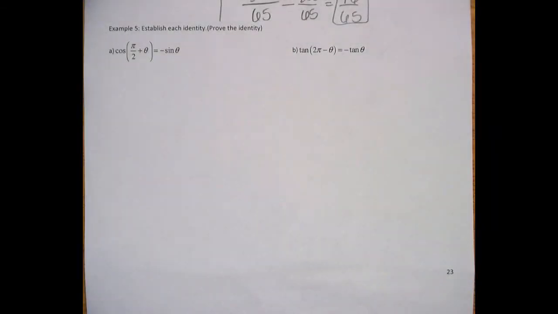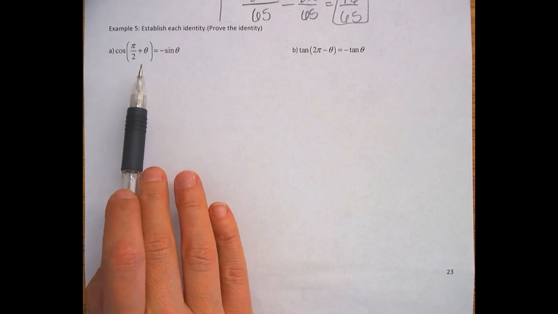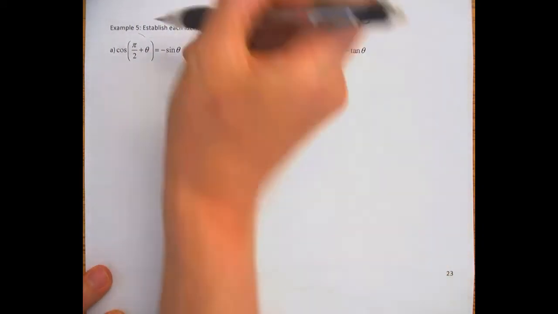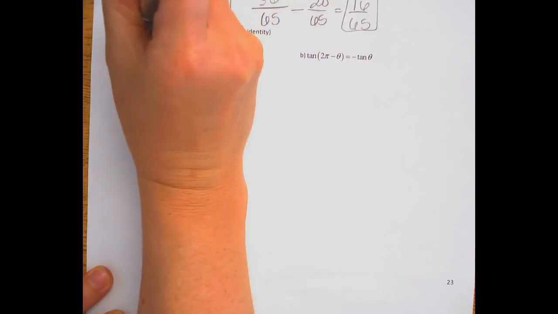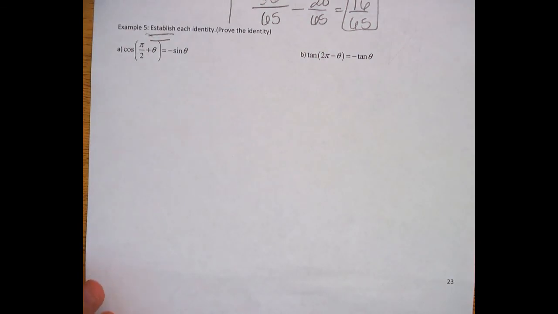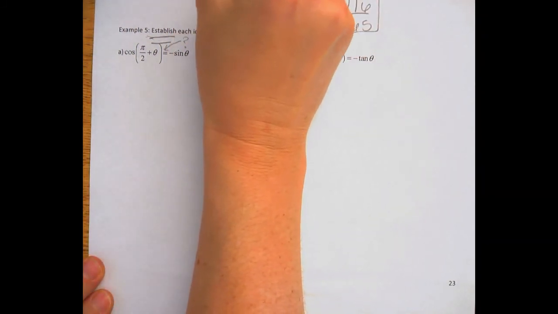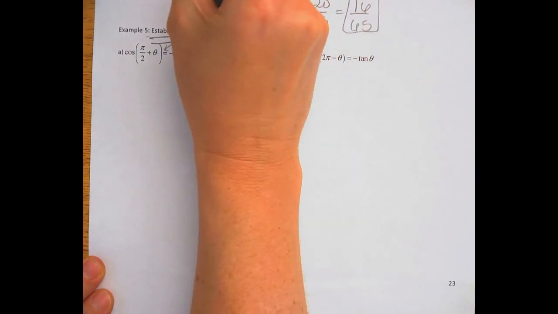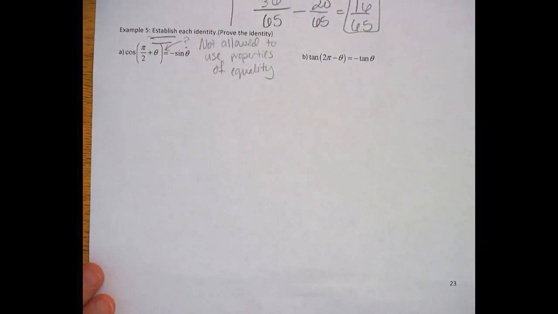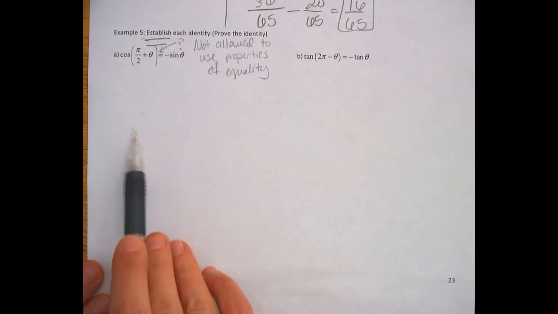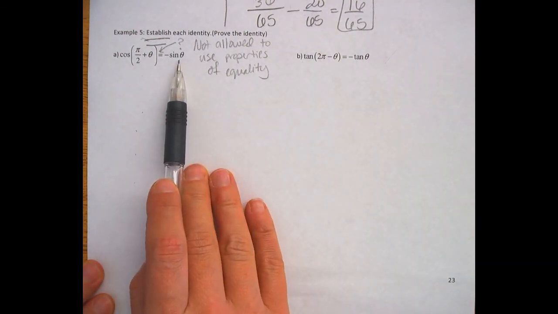Now in example 5, these are the kind of problems that we looked at in 7.4 where you have to establish an identity. That means that this equal sign is not yet established. So you are not allowed to use any properties of equality. Okay, that means we're going to stick to one side of the equation and simplify it and hope that it simplifies to equal the other side.